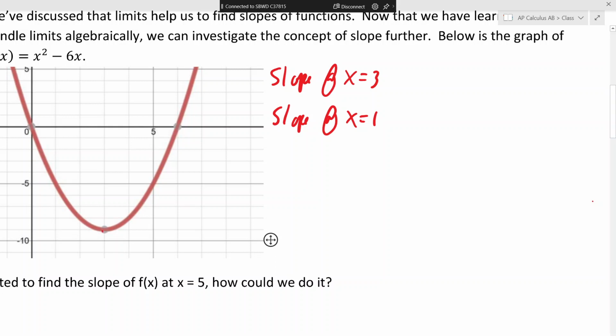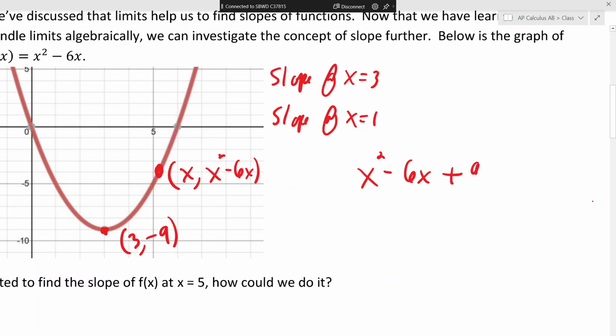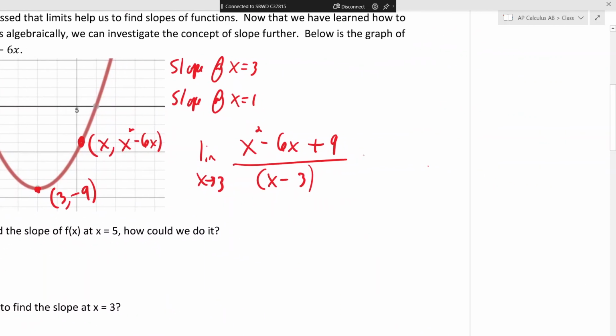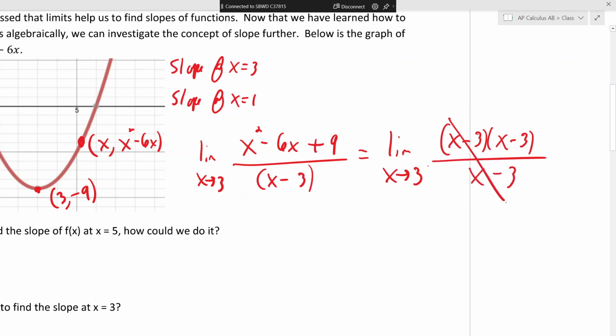The point we're talking about is (3, -9). Any other point, I'm putting it here, but it doesn't matter. And we should have gotten (x squared minus 6x minus negative 9, which is really plus 9) over (x minus 3). Here we go. But we know that numerator factors into (x minus 3) squared, which is just (x minus 3) over that (x minus 3), and they cancel out.